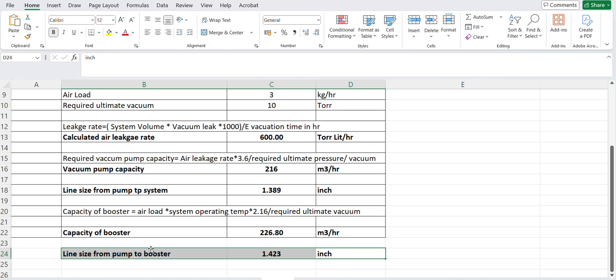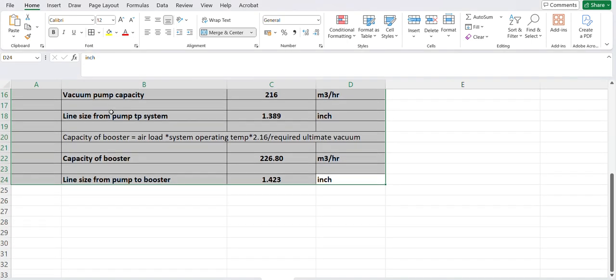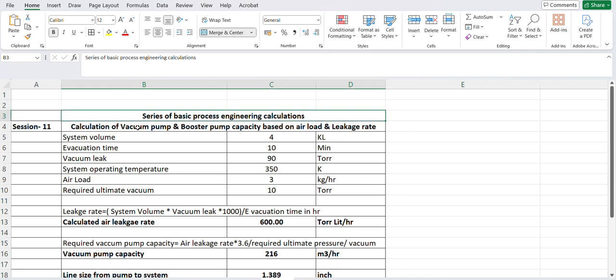In this way you can calculate the vacuum pump capacity and the booster capacity with reference to the air load and the leakage rate. Hope you got clarity about how to do this basic calculation in an Excel spreadsheet. If you have any doubt, you can drop your query in the comment section, or simply mail me on the mail ID provided in our channel description.